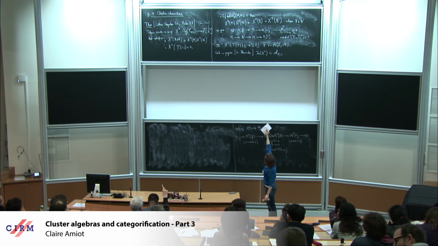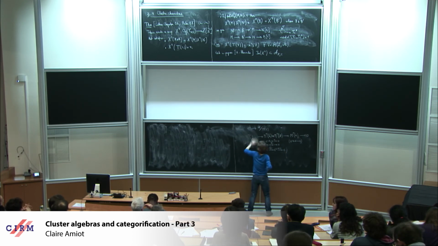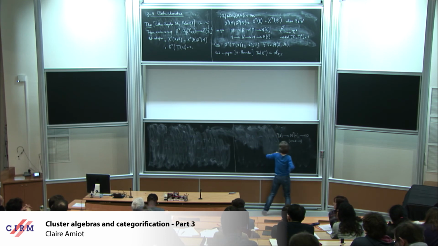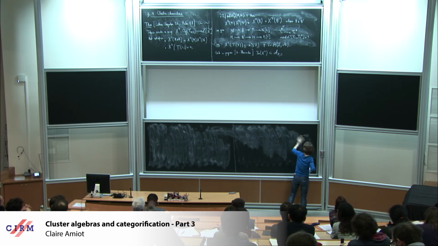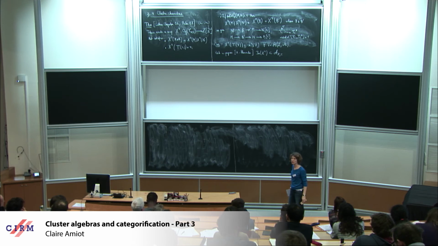It's obvious that for any gamma being an arc, you end up in the cluster algebra. So what is not clear is that if you take a generalized arc, you should end up in the cluster algebra. If you take an arc, it's clear that you end up there. But if you take a generalized arc, it's not clear.